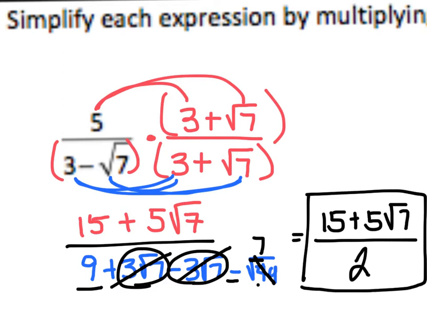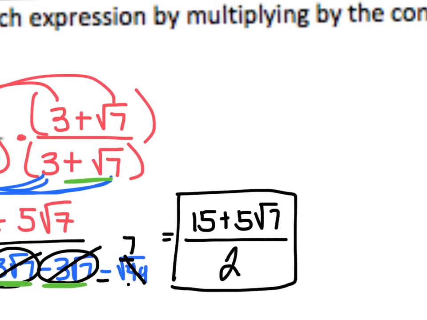So I want you to notice how the 3 root 7 and the negative 3 root 7 cancel each other out. One became positive, one became negative. And that is what the conjugate does for you. So if for some reason that's not working in your problems, it's probably because you're not doing the opposite of the operation in between your two terms in the denominator.